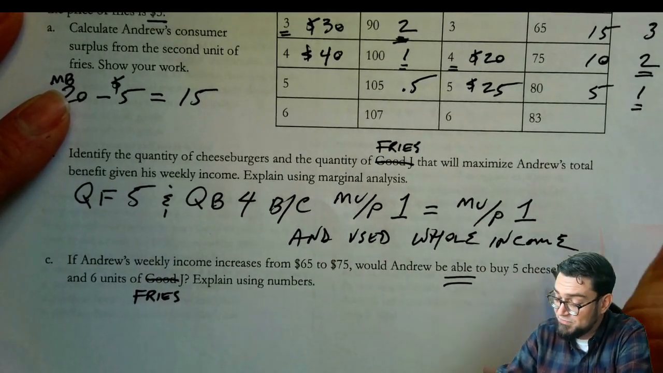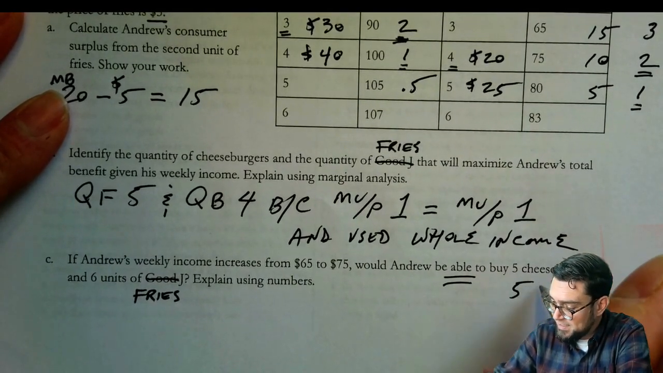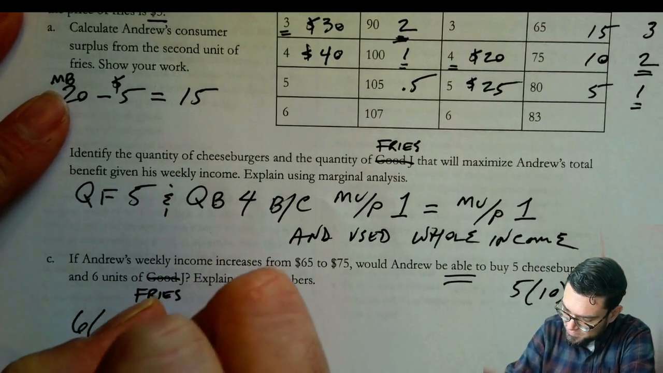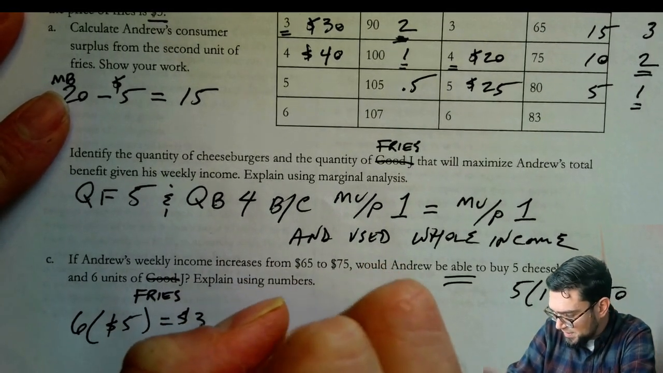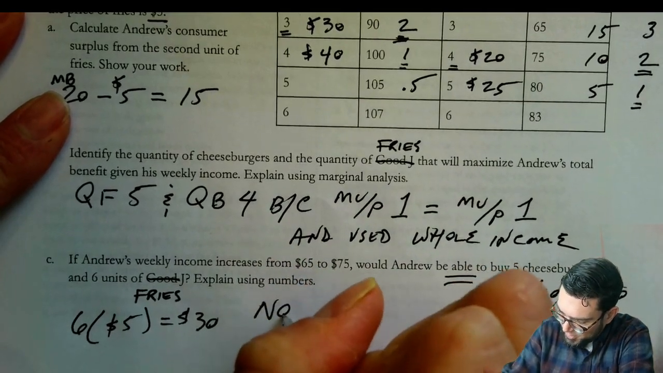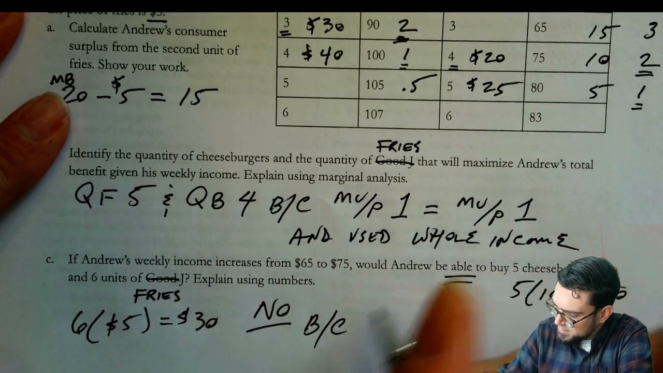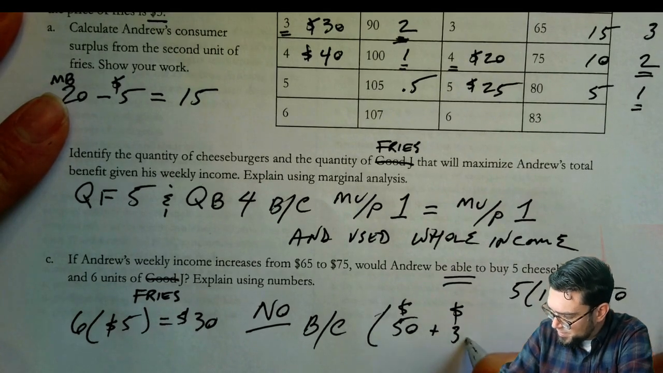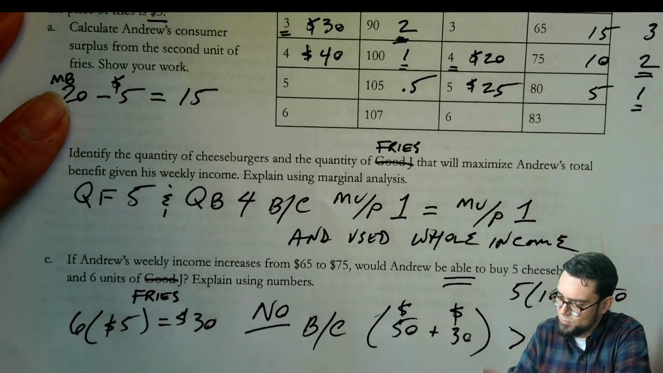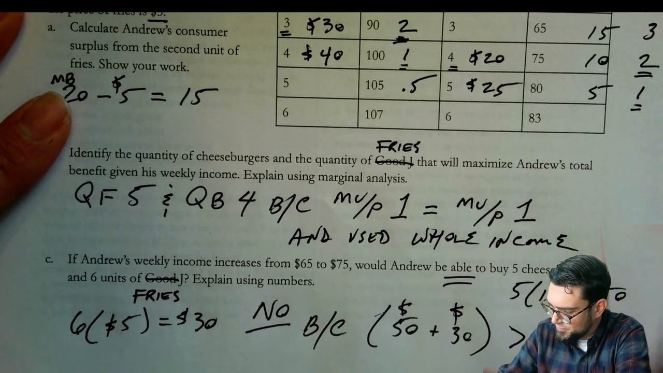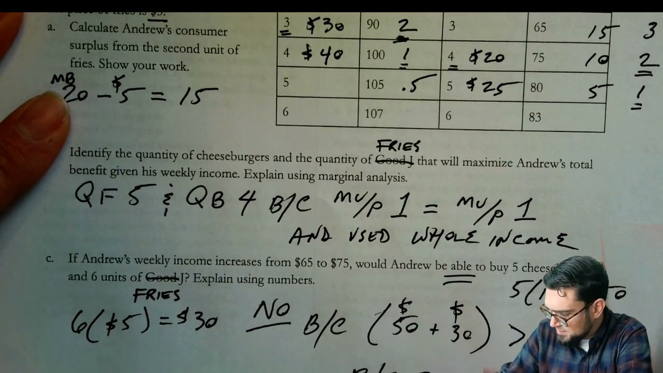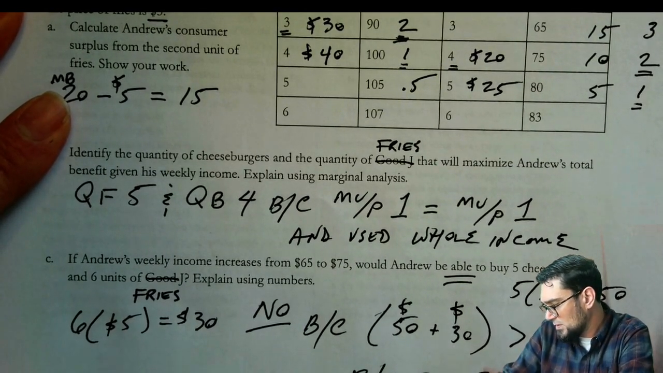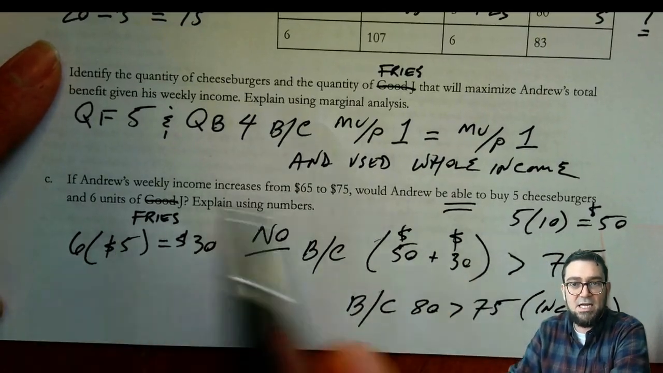5 cheeseburgers and 6 fries. So 5 times 10 is equal to $50, and 6 times 5 is equal to 30. And so I would say no, because 50 plus 30 is greater than what's his income? 75. It's still bigger than that, right? So because 80 is bigger than 75, his income, he just couldn't buy that, because that combination is too much.